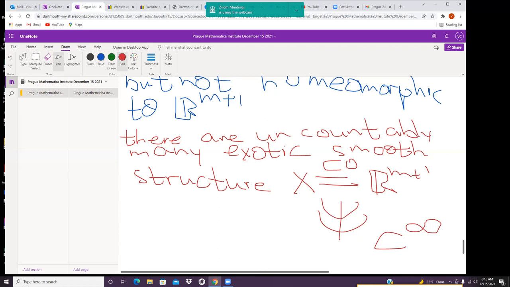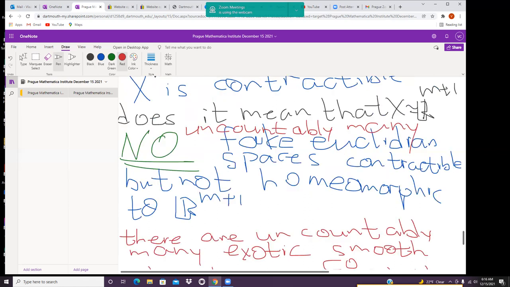So your astronaut returns back and says that, okay, it's contractible, but you have no idea what universe you live in, because you don't even know if it is homeomorphic to R^{m+1}. Even if somebody tells you it is homeomorphic to R^{m+1}, you don't know if it is diffeomorphic to R^{m+1}. So on one hand, you know a lot. On the other hand, you don't know much.